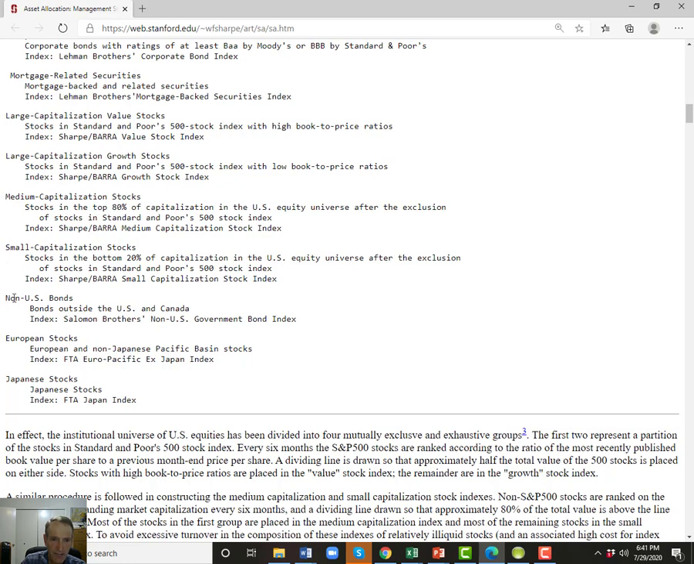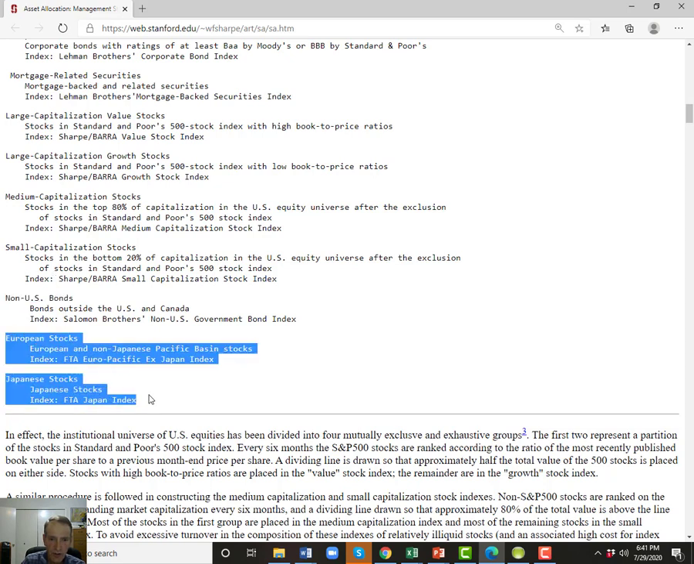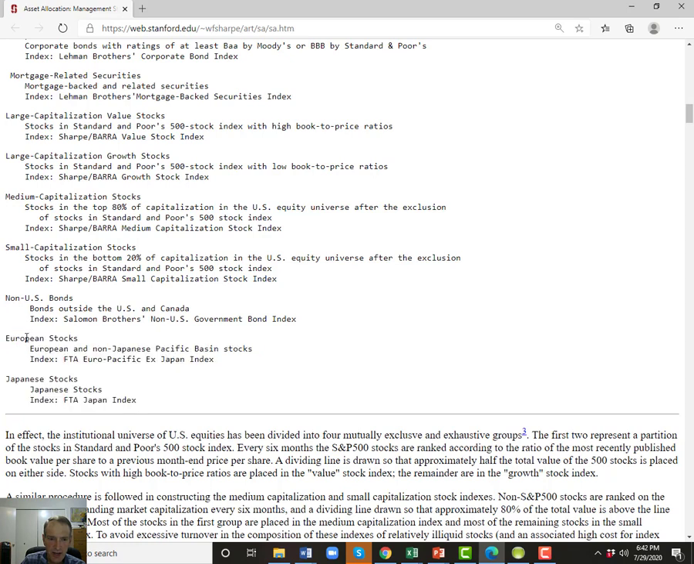Then he has non-U.S. bonds. We're going to talk non-U.S. bonds, but I'm actually going to classify it as an alternative. It's not really an asset class the way he does, and I'll explain why I don't like non-U.S. bonds as one of the asset classes. And then this is where he's the most different from what we're going to do. His international stocks are European stocks and Japanese stocks.